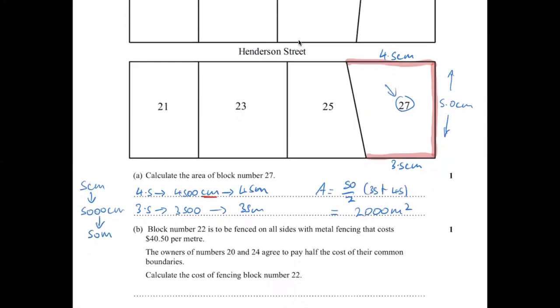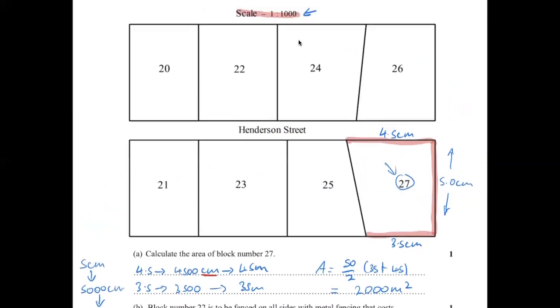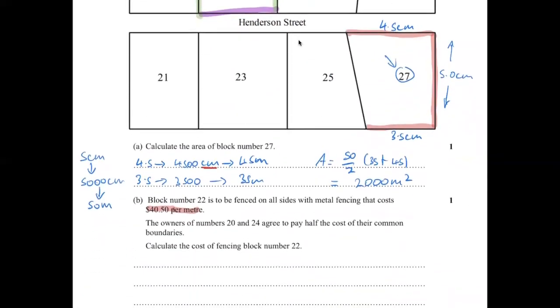Now what we're going to do is have a look at the second question. It says block number 22 is to be fenced on all sides with metal fencing that costs $40.50 per meter. That's a little bit of a hint that when it's fenced on all sides, the question's probably going to start looking at the perimeter. The perimeter is made up of 2 different lengths that you can see, so we're probably going to be calculating each of those and using it to help.